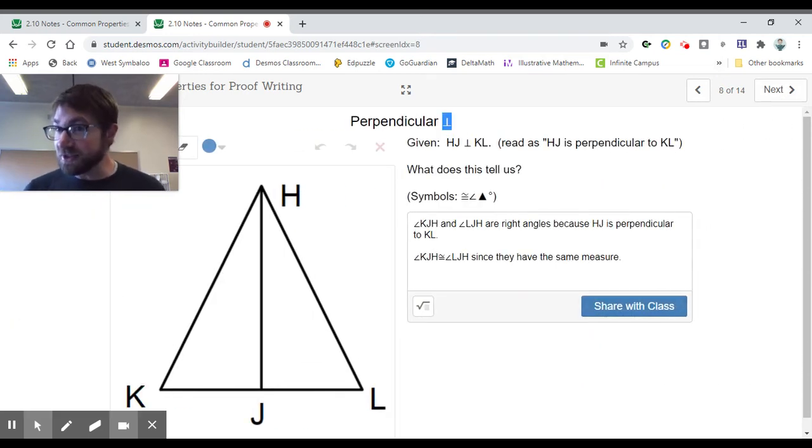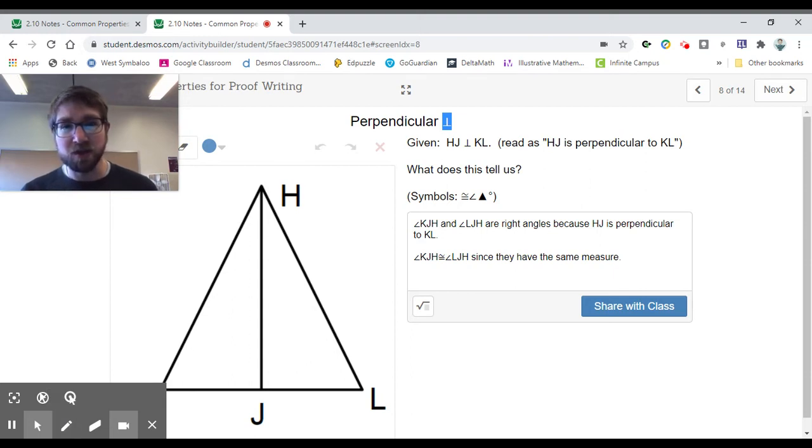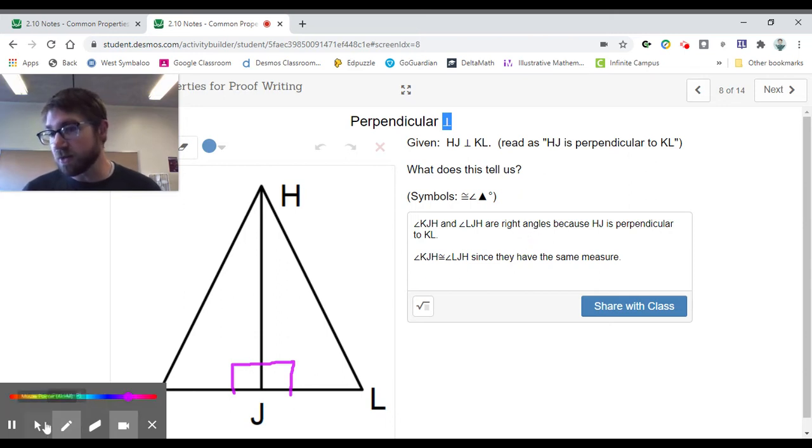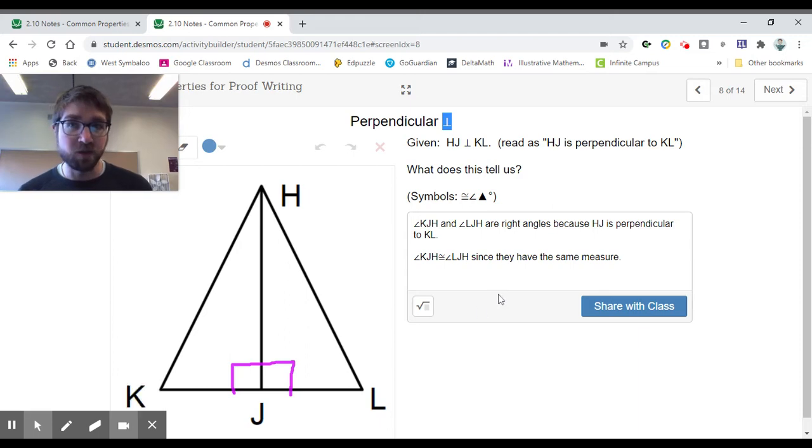Perpendicular, not necessarily followed by the word bisector, although frequently it is. Perpendicular means that it makes right angles. So if you see this symbol or the word, HJ is perpendicular to KL, then you know that there's going to be some right angles in your picture. In ours, it would be angle KJH and angle LJH that are right angles. And if they're both right angles, then it would be reasonable to conclude that they're congruent because they're both 90 degrees. All right angles are congruent. So if you see perpendicular, think right angles. They've got to be the same.